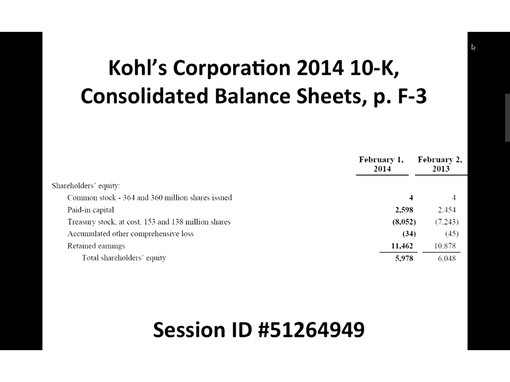It's called Form 10K. And I looked on the balance sheet because the balance sheet is where we're going to find stockholders' equity. So this is an excerpt from the balance sheet. And we see in stockholders' equity, the first thing they list is common stock. And it tells us 364 and 360 million shares issued. So they're telling us how many shares they issued. The first number refers to February 2014. The second one refers to 2013.